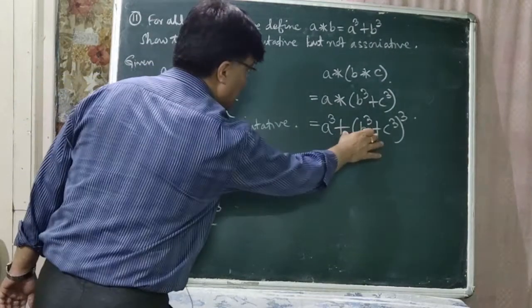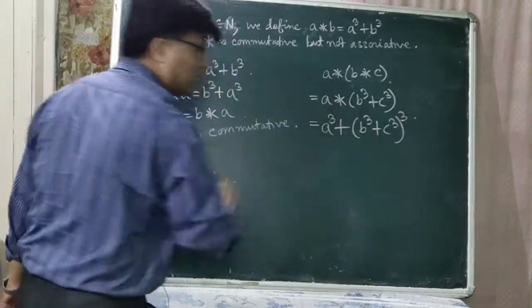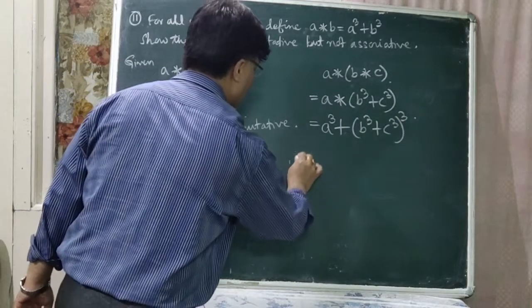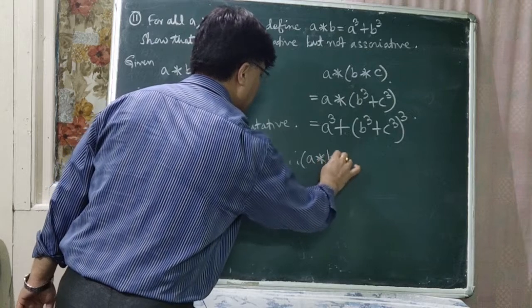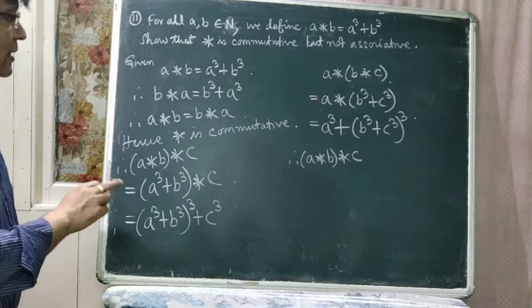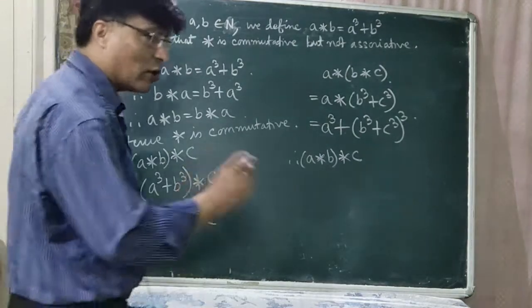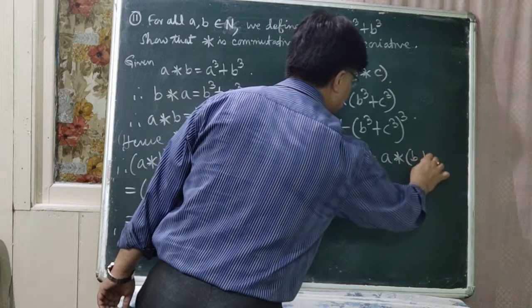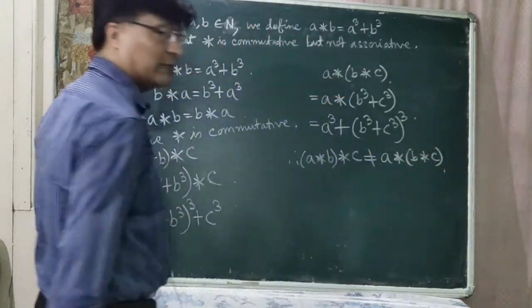So are they equal? They are not equal. That means, therefore, within bracket A star B bracket close star C is not equal to A star within bracket B star C.